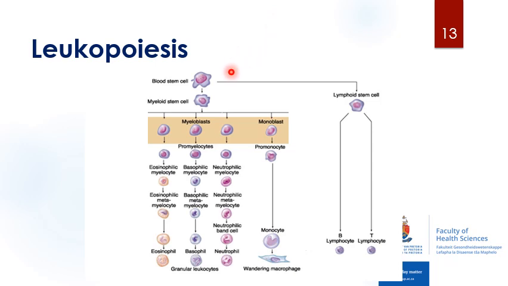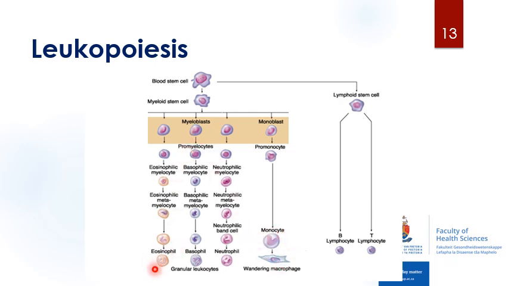So from your blood stem cell you can see it becomes your myeloid stem cell, which will then form your myeloblast. Now for your monocyte it's slightly different. It also can be known as a monoblast. And this monoblast will become your promonocyte, which will become your monocyte, which will then settle in a specific tissue and become your macrophage. So a macrophage is a matured monocyte.